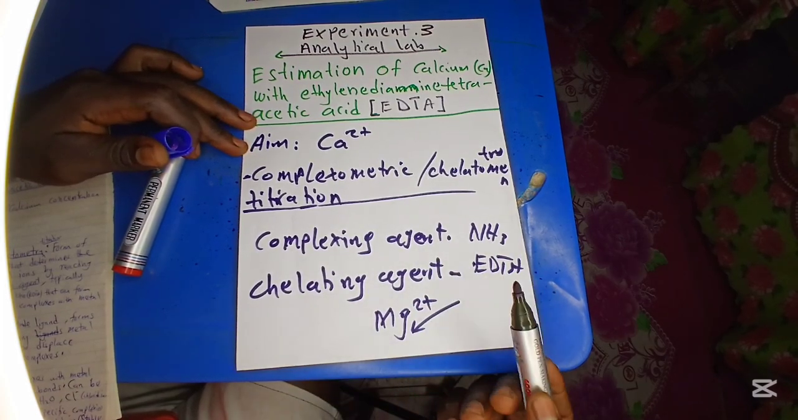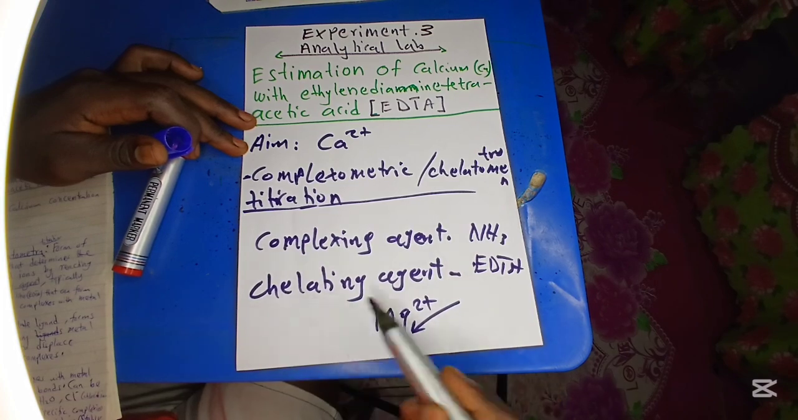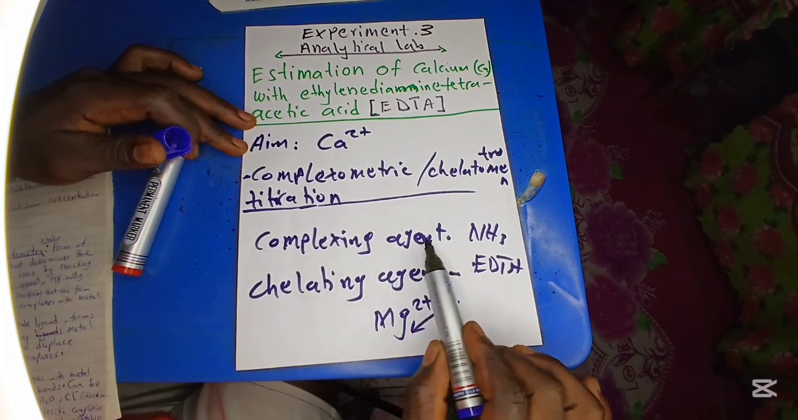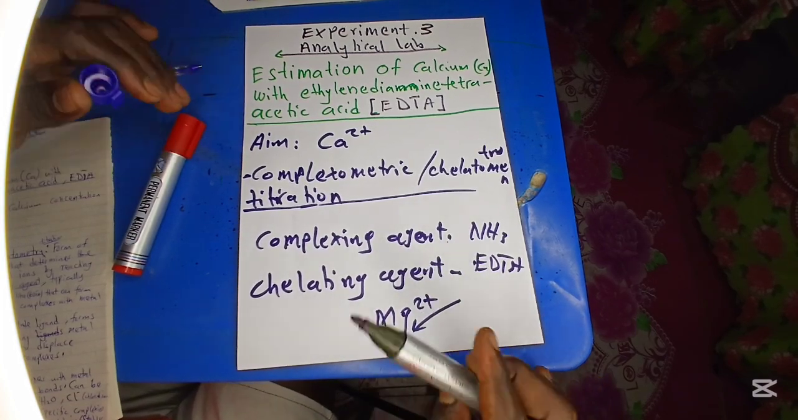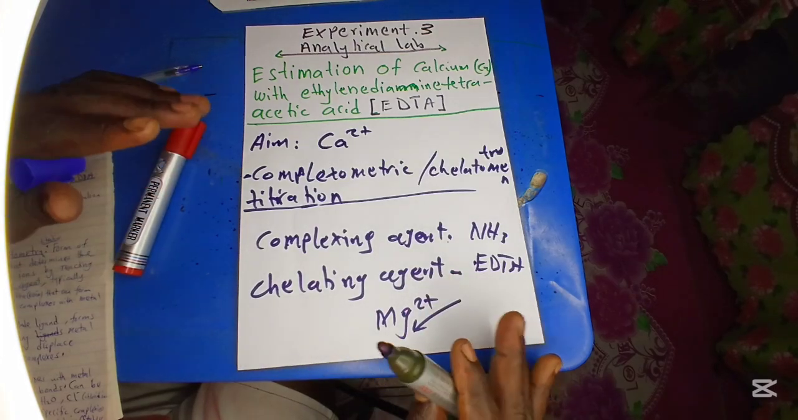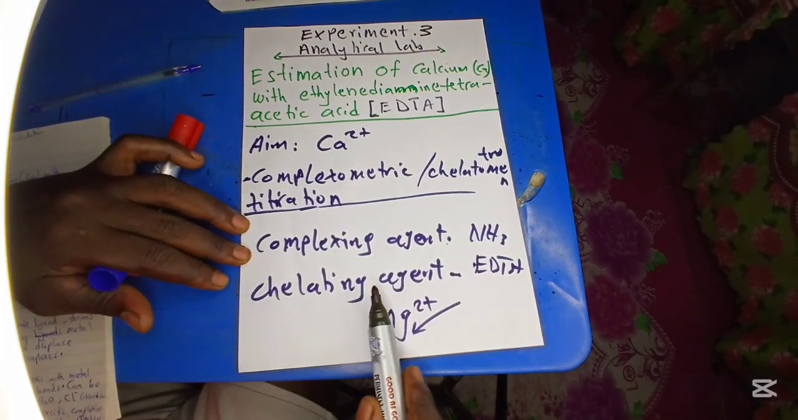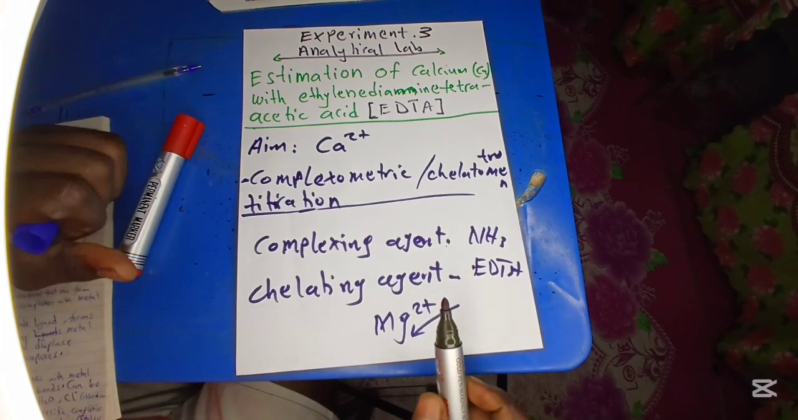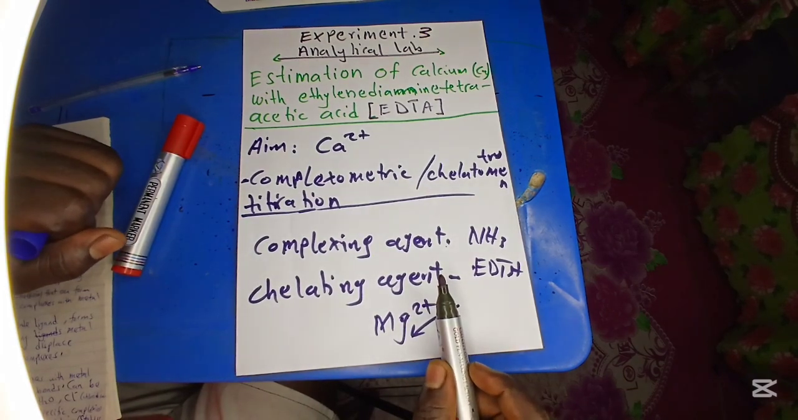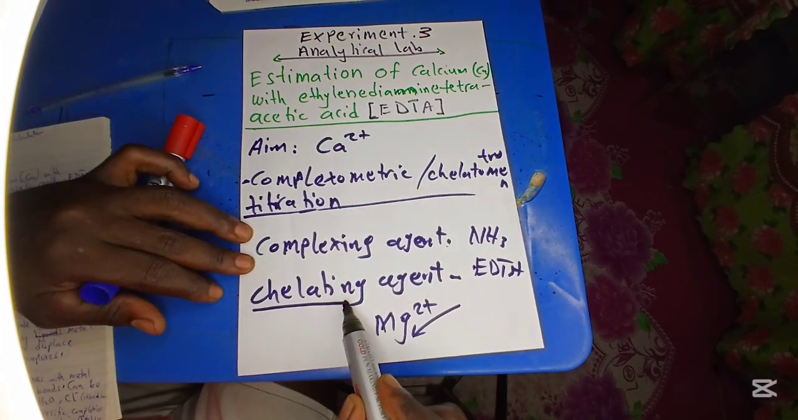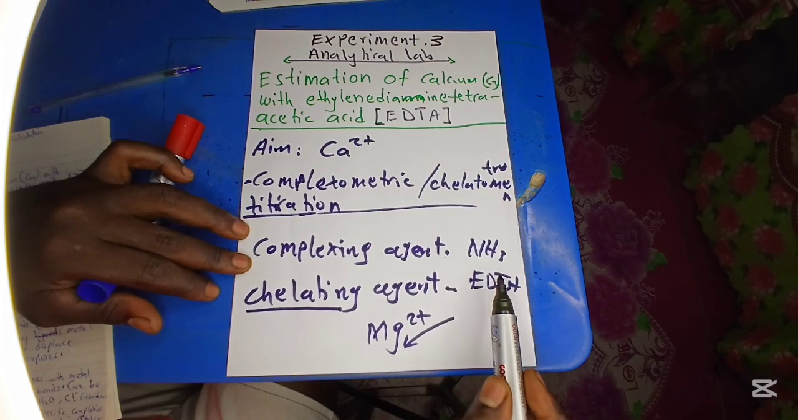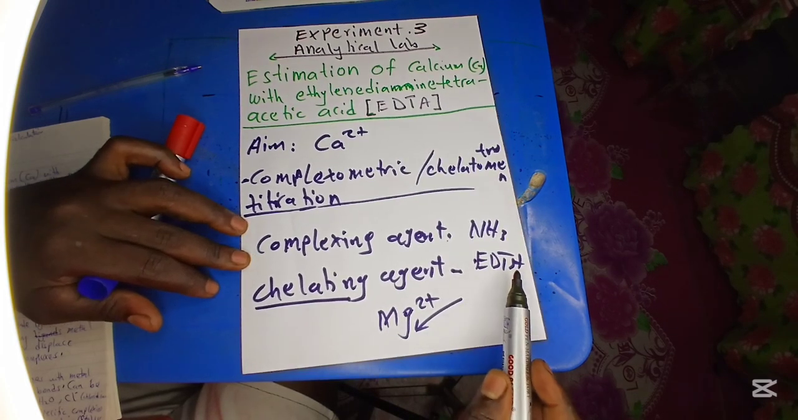What do I mean by this? A chelating agent is a specific type of complexing agent that forms a ring-like structure with a metal ion. And as a chelating agent, it forms a very stable complex. That's why a specific name is given to it as a chelating agent. An example of that ligand is EDTA.